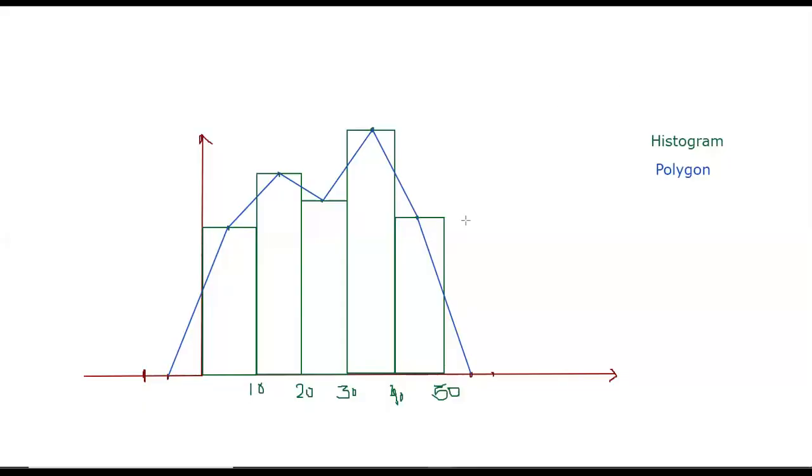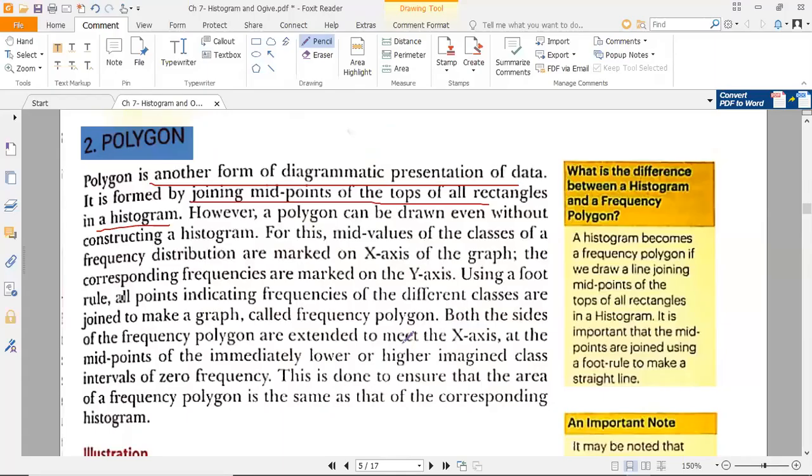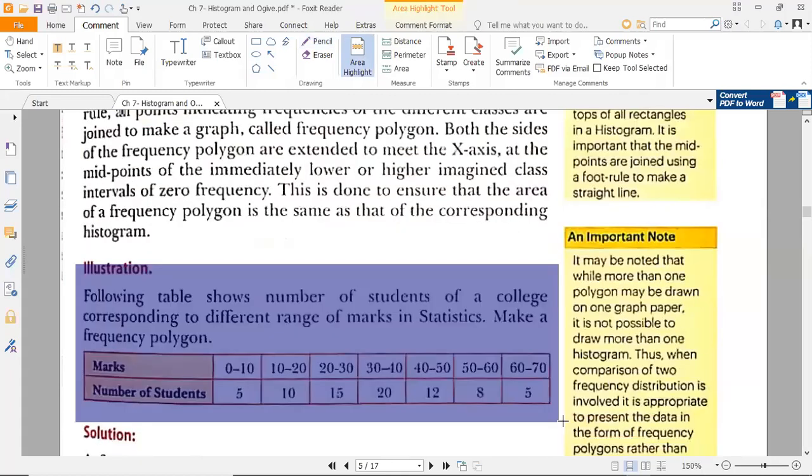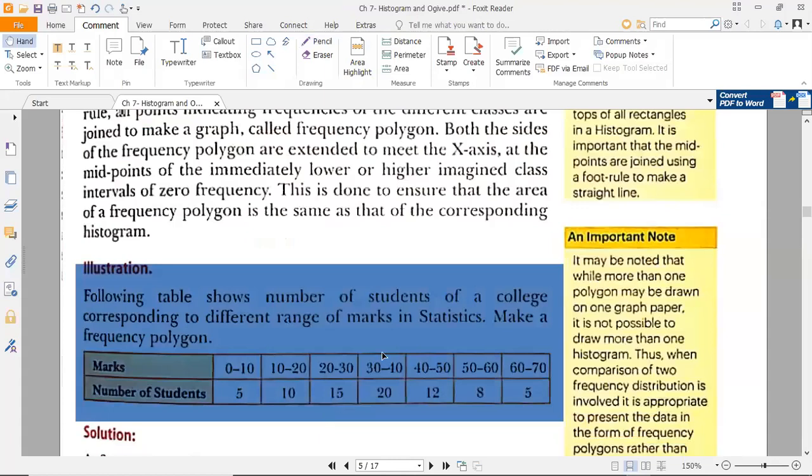So let's start. We'll be doing the question. Everybody must have understood what frequency polygons are and how they are made. So this is how the polygons are made, and then we have a question over here. You will be doing this question. You have got 5 minutes to complete it. You have got marks and number of students. Marks will be put on the x-axis and the number of students on the y-axis.